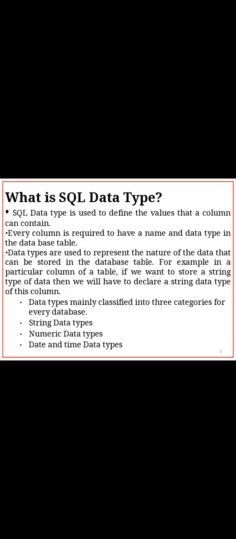In SQL data types, basically three things are specified. First one is string data type, next one is numeric data type, next one is date and time data type. SQL data type defines the type of data a column in a table can store. Every column in a table is associated with a data type that specifies what kind of value it can hold. Data type ensures that the data entered into a table adheres to a intended format.